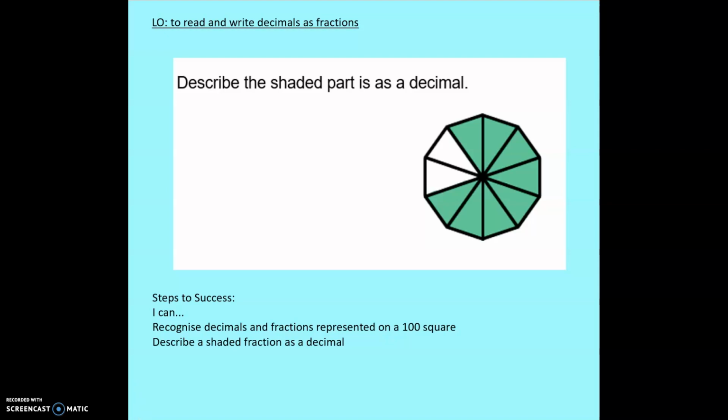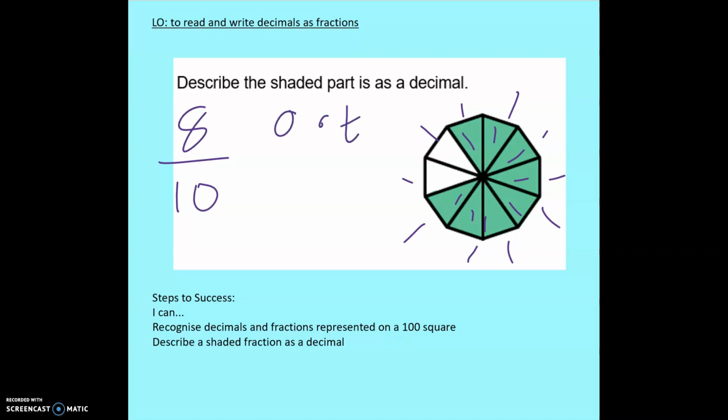Okay, hopefully you've had a go. The first thing I'm going to do is count how many parts I have. I have 1, 2, 3, 4, 5, 6, 7, 8, 9, 10. So I know my fraction's going to be over 10. And there are 1, 2, 3, 4, 5, 6, 7, 8 parts coloured in. So I have 8 tenths. Now I can write this as a decimal. I'm going to put my place value to help me. I know I've got 8 tenths. Let me try again. So I've got 8/10, so I'm going to put the 8 in the tenths column and then write my decimal in. So I've got 0.8.